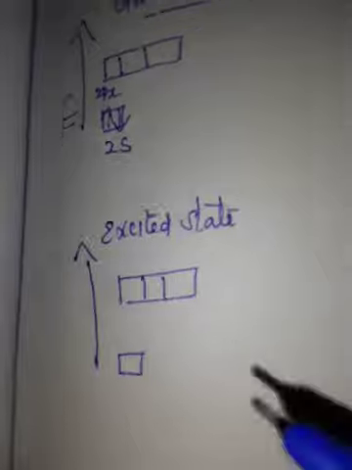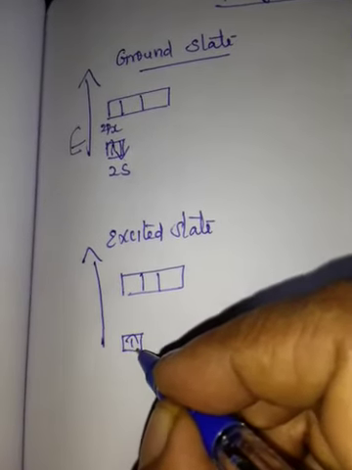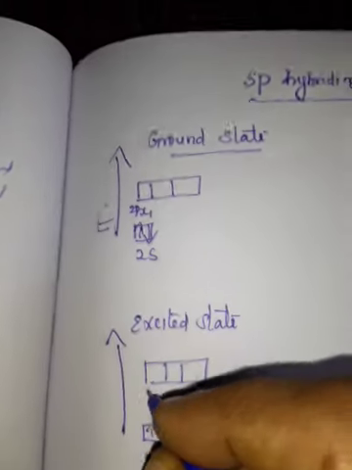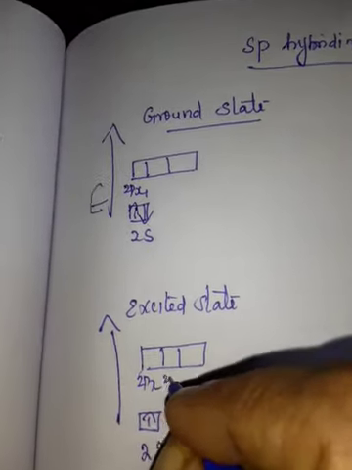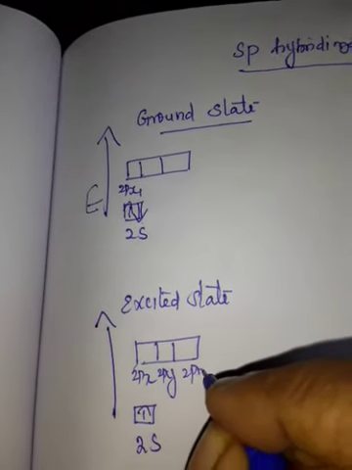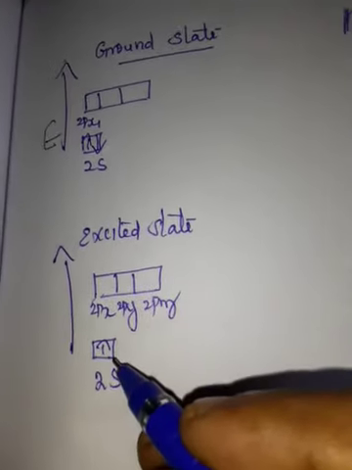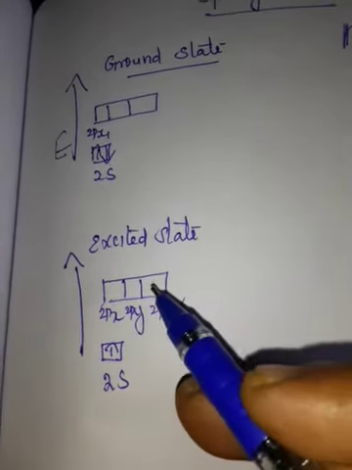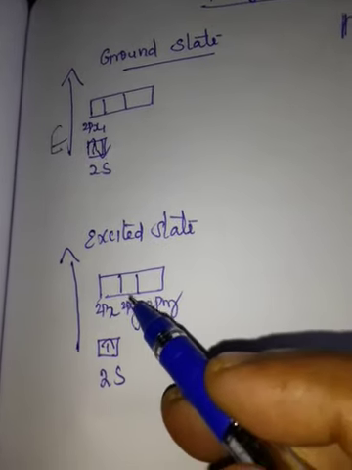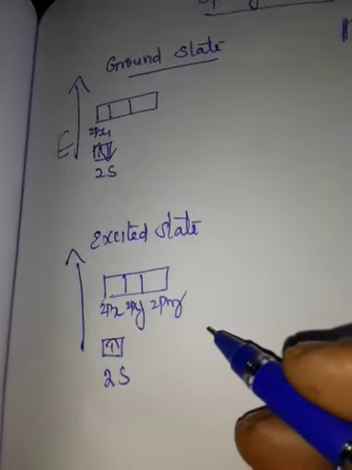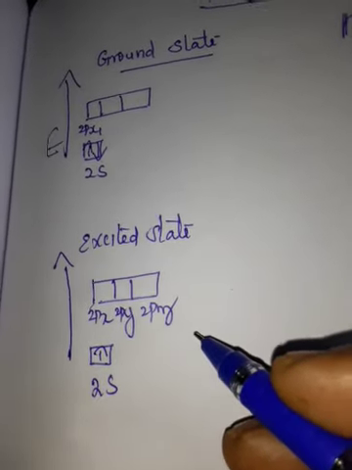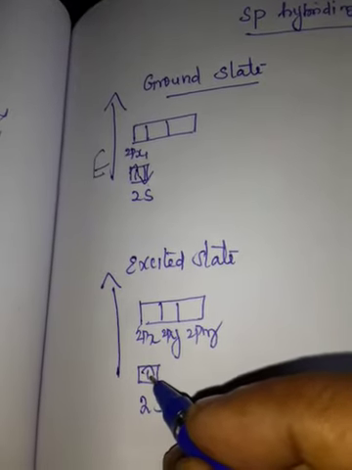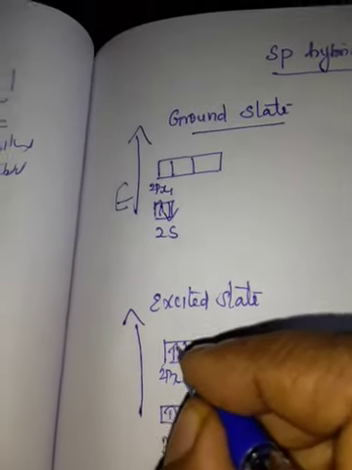Now in the excited state, one electron from the 2s orbital, this is 2px, 2py, 2pz. S having only one orientation, so I have drawn only one box. P having 3 orientations, px, py, pz. All the p orbitals having dumbbell shape, already have learnt. S orbital having spherical shape. So in the excited state, one electron from the 2s orbital jumps to the 2px orbital.